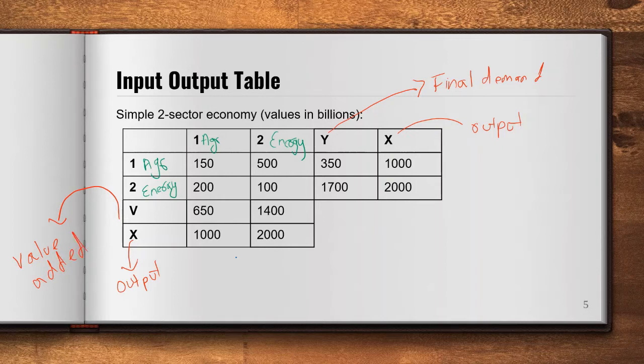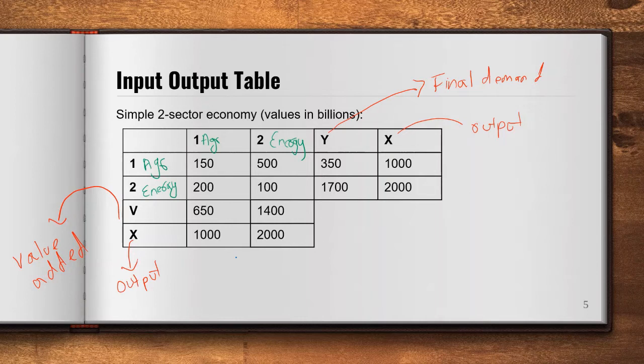So are you ready? I'm just going to tell you how to read this input-output table. Remember that this input-output table is for two sectors only. In reality, there can be hundreds and thousands of sectors. But just to simplify our analysis, we are considering just two sectors, agriculture and energy. So how are we going to read this?